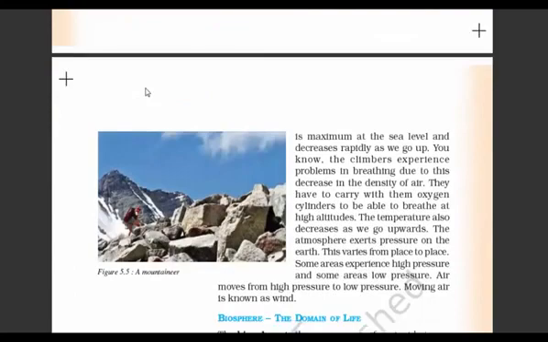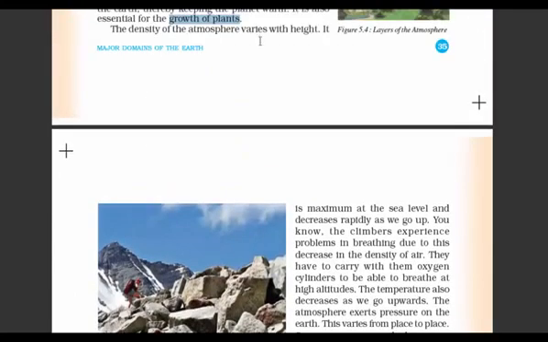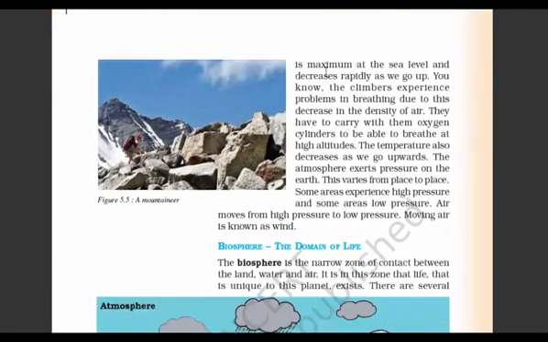Now coming to page number 7. The density of atmosphere varies with height, which is true. The density of atmosphere varies with height. It gets maximum at the sea level and decreases rapidly. Remember, going down increases, going up decreases. And the temperature also increases as we go up. That's why a lot of the mountaineers, when they go on a trekking or any kind of summit, have to carry oxygen cylinder so that they can breathe.